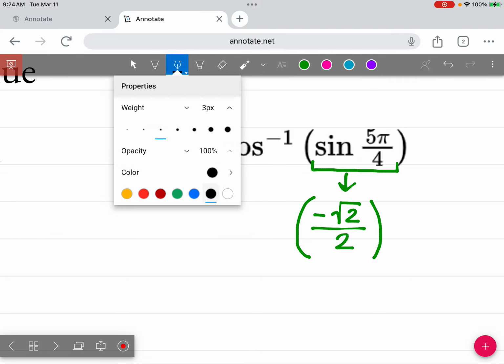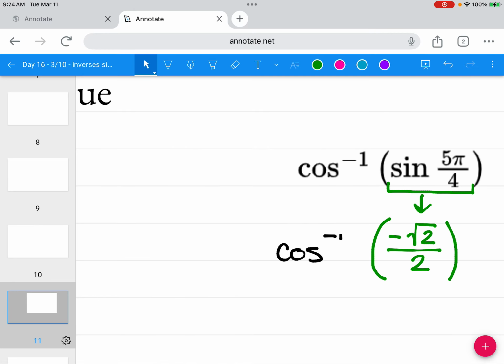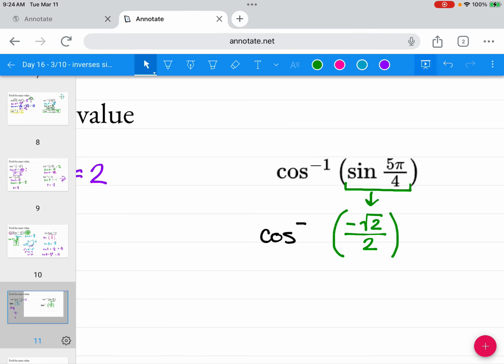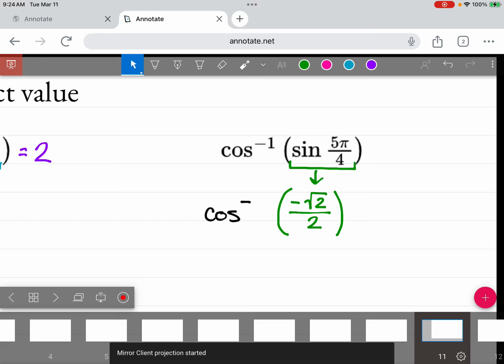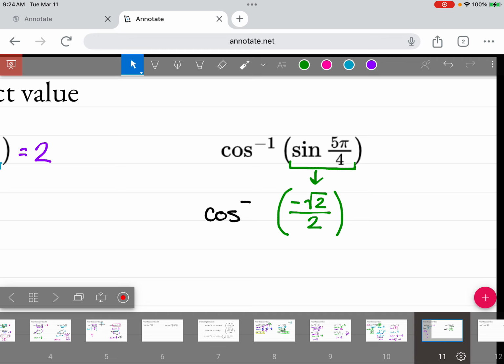So when we're looking to find inverse cosine, we're saying, oops, sorry, my screen's freaking out. There we go. Let me fix the view so you guys can see the whole thing.